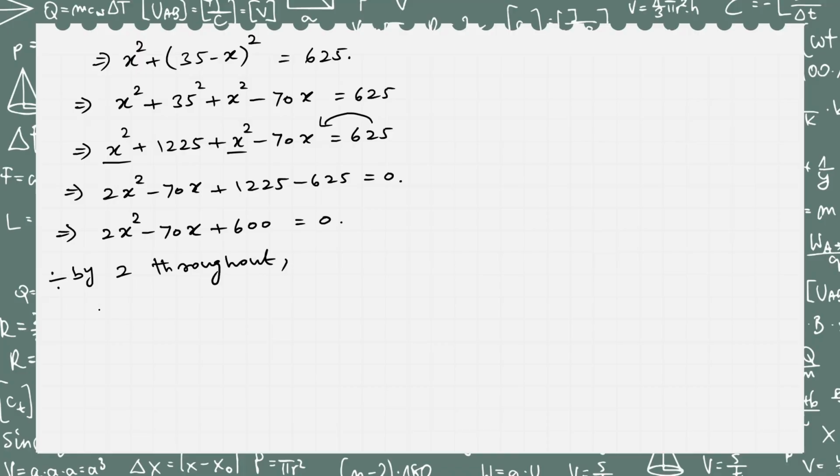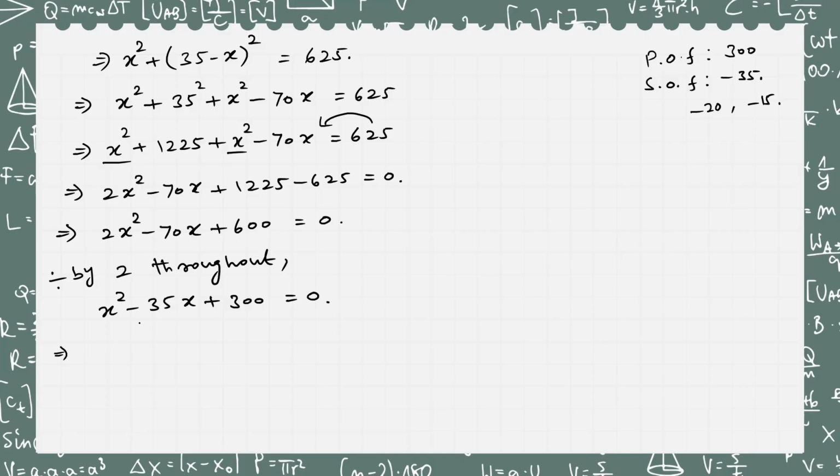We get x square minus 35x plus 300. 0 by 2 is also 0 only. Now we have to factorize this expression. Product of the factors is 300 and sum of the factors is minus 35. Since the product is positive and sum is negative, both the factors are expected to be negative, which are 20 and 15, right? Negative 20 and negative 15.